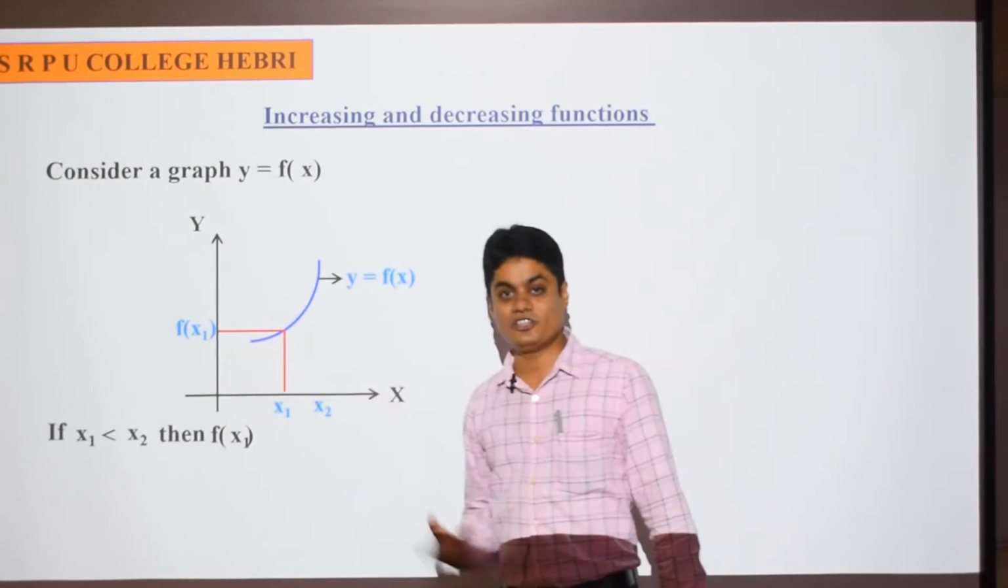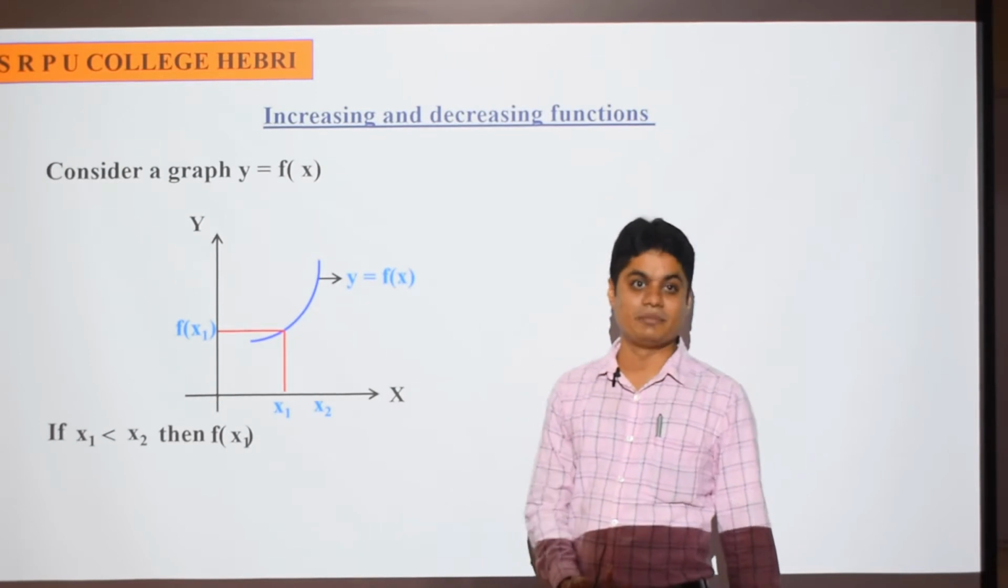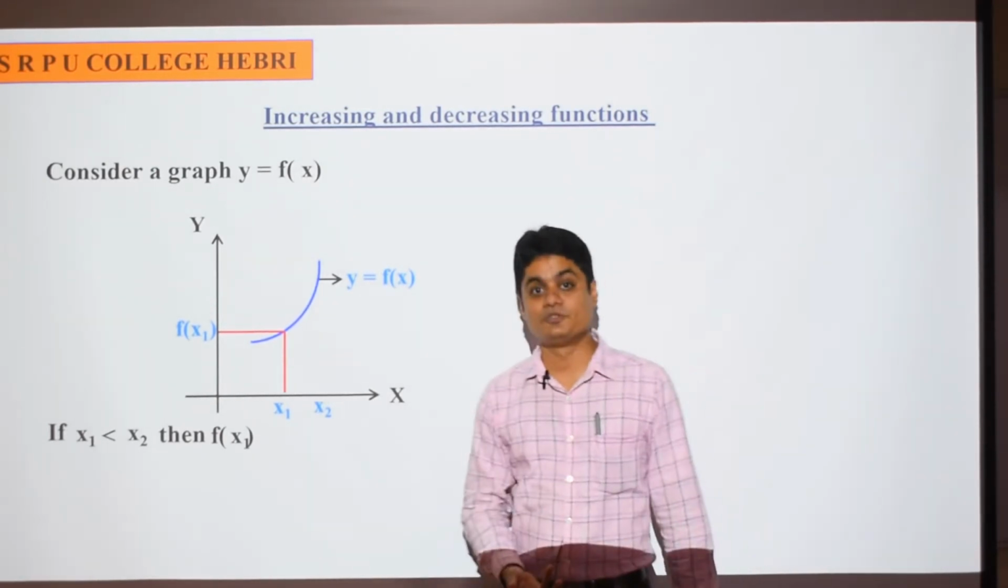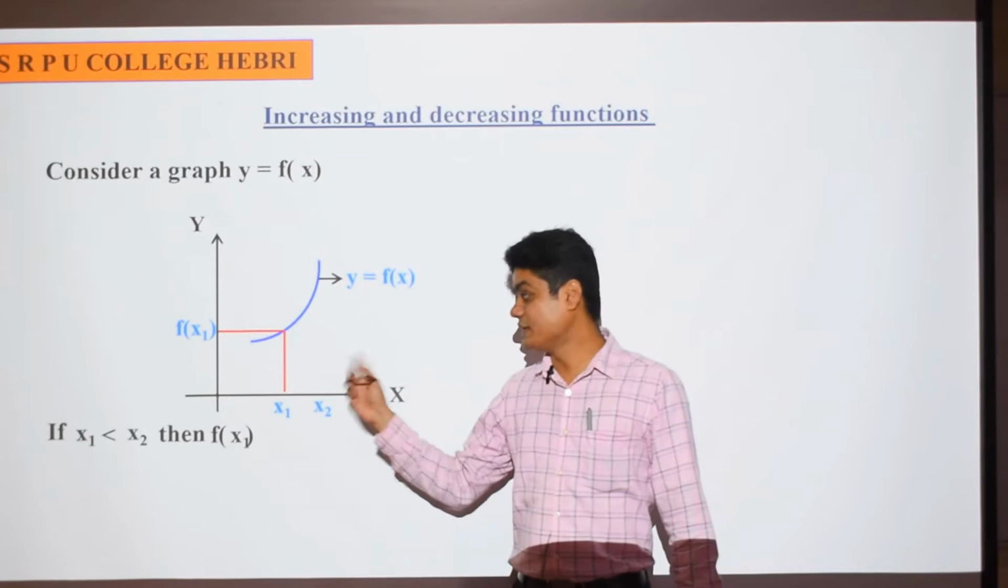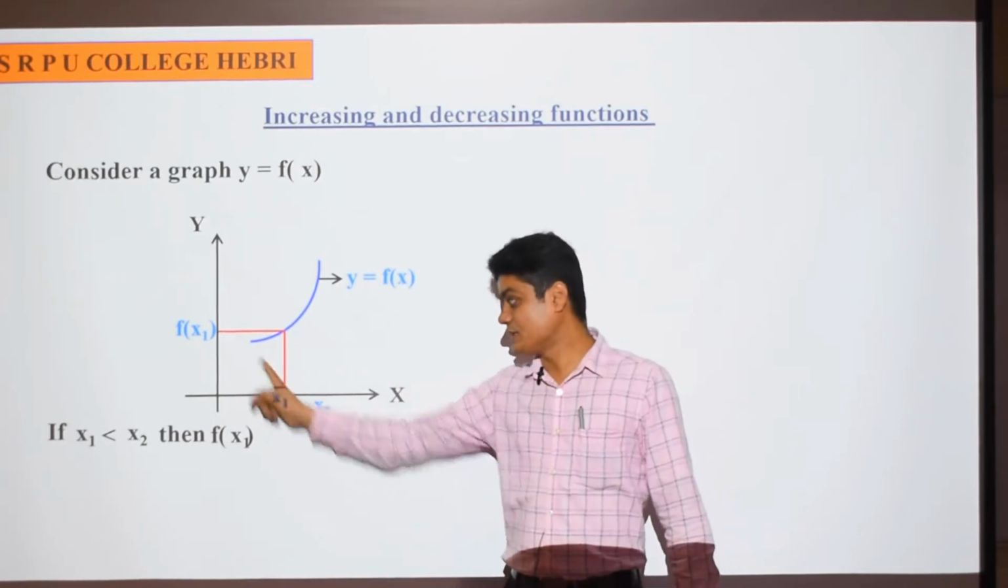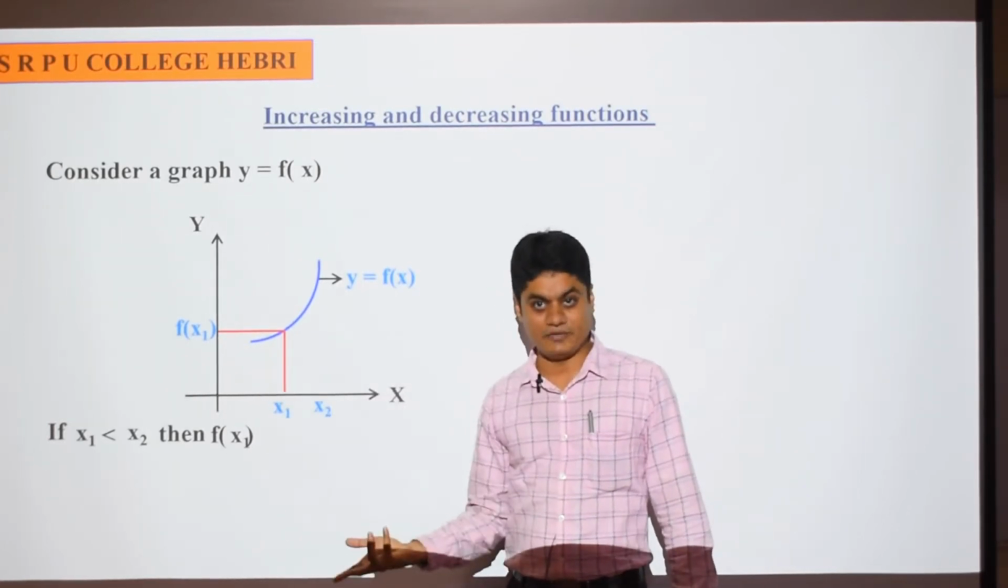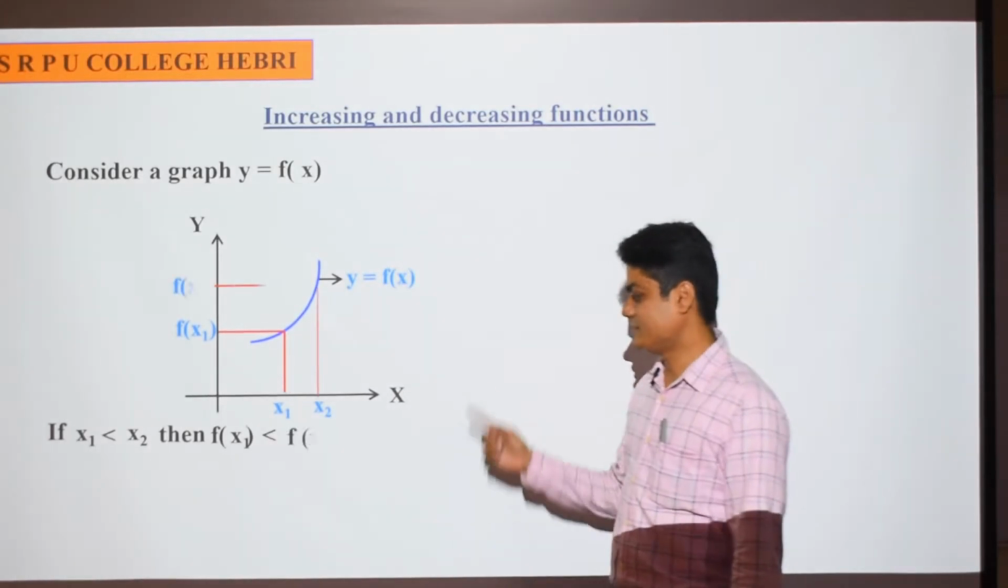So this point is f of x. You already know how to draw a graph. In first PUC you also learned linear inequality, where you learned how to draw graphs. So this is x1, and this becomes f of x1. Clear? How about f of x2? Same.